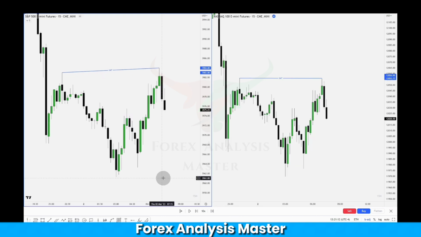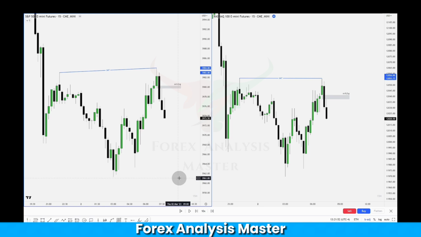The last SMT I want to talk about are those within a fair value gap. So if you notice, we have this SMT at the highs from our previous example, and we get an aggressive move down. We have a fair value gap right here and right here. So if I draw those out, you can see the fair value gaps pretty clearly.